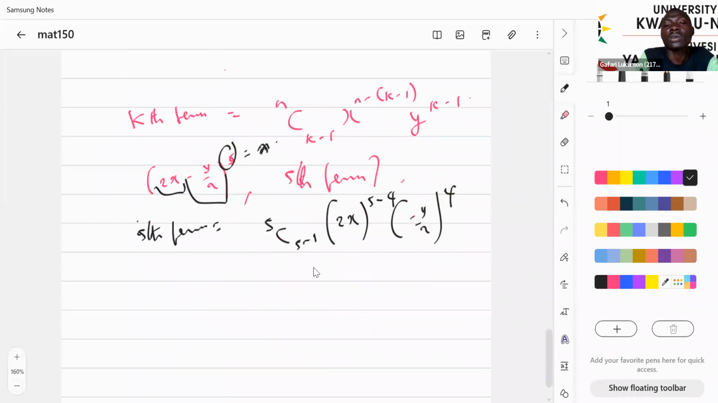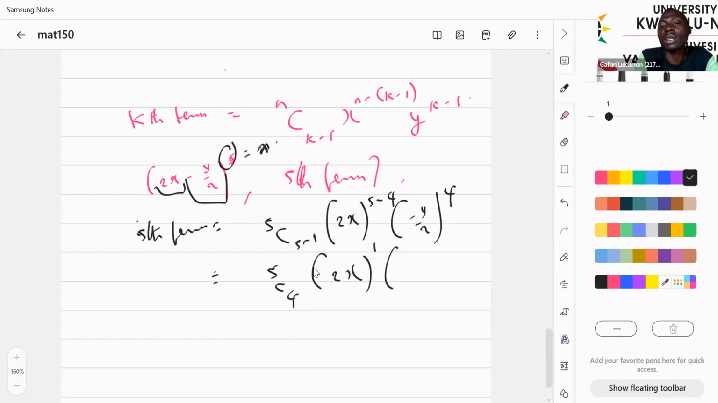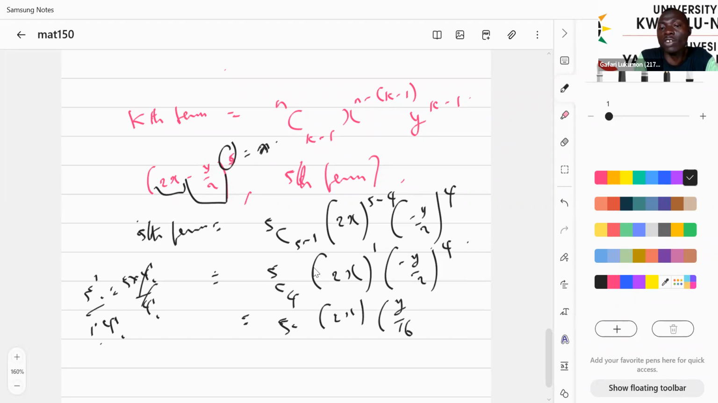I hope you understand now. And this will now give me 5 combination 4. Then you have 2s raised to power 1, and then minus y divided by 2 raised to power 4. What is 5 combination 4? That is 5 factorial divided by 5 minus 4 factorial, 4 factorial. That is 1 factorial, 4 factorial. That is 5 times 4 factorial divided by 4 factorial. So that will give me 5 times 2s, then y to the 4 divided by 16. You know, 2 squared will give me 16.